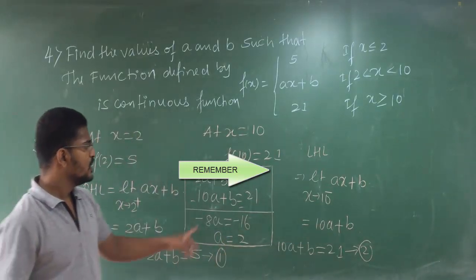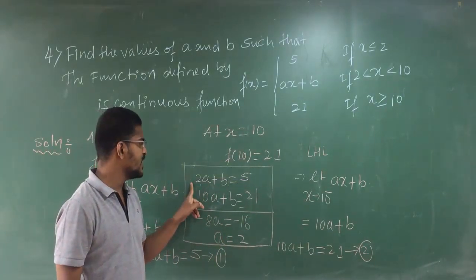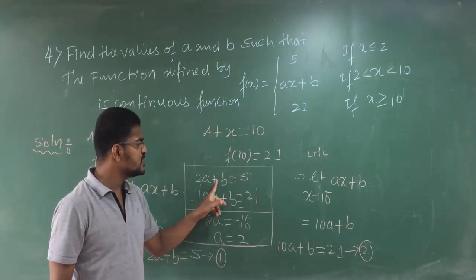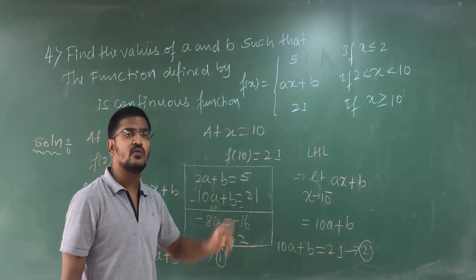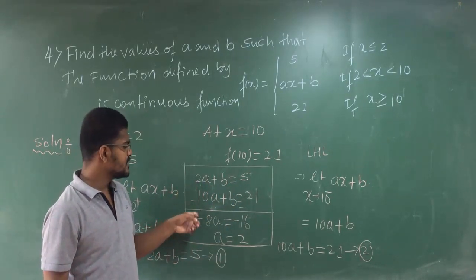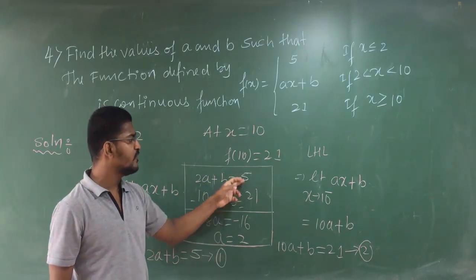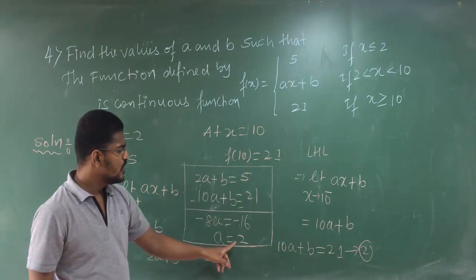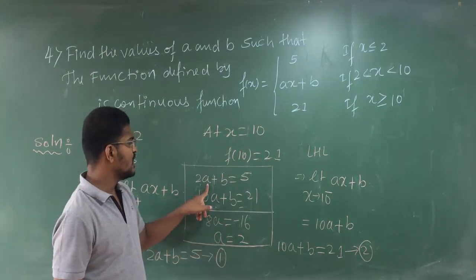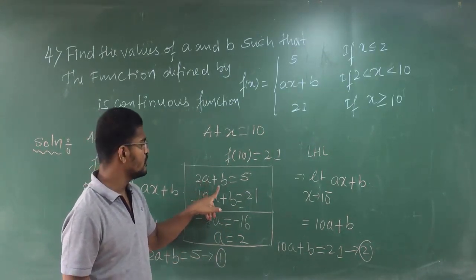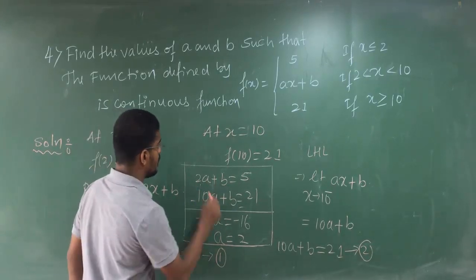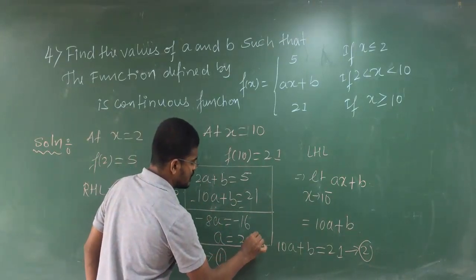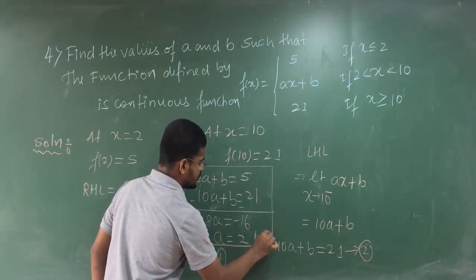Clear, students? If I simplify these two, I am subtracting 2a plus b equal to 5 from 10a plus b equal to 21. 2 minus 10 is minus 8. The b will be cancelled. 5 minus 21 will be minus 16. So a will be equal to 2. If a is 2, put here a equal to 2. 2 into 2, 4. So b will be equal to 1. Therefore, if I put the a value here, the b value will be equal to 1.